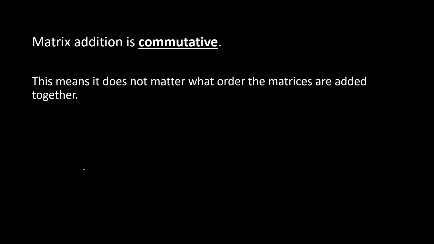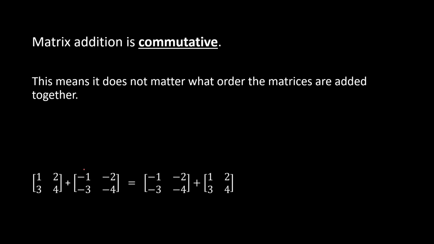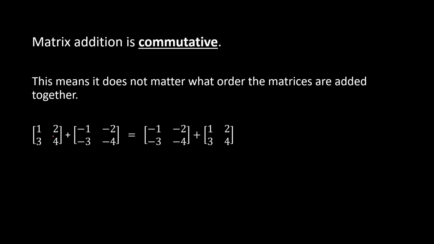Now another property of matrix addition is that it is commutative, meaning that the order does not matter in which I add the matrices together. So for example, we see on the left side, we take 1, 2, 3, 4, this matrix, then add all the negative ones together. That's the same thing as adding the negative ones first with the positive ones second. The order in which I add does not make a difference.